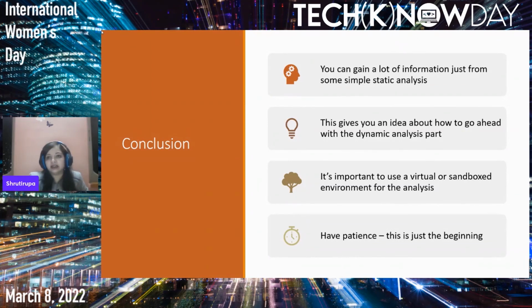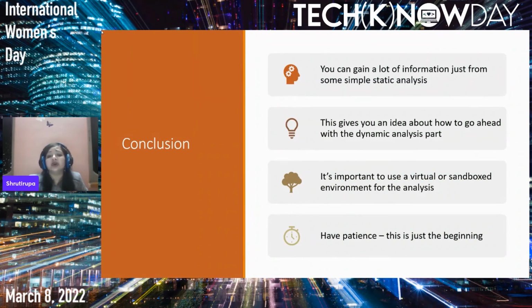The next point has also been mentioned by me right now. This gives you an idea about how to go ahead with the dynamic analysis part. It is important to use a virtual or sandbox environment. It is always recommended. Do not perform any kind of analysis on your actual machine. It is also not very possible, because you need to remove a lot of security features, and it is not recommended to do so in your host system. So, if you are performing that in your virtual machine or in the sandbox environment, no issue.